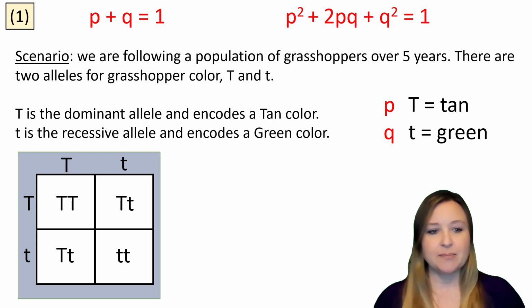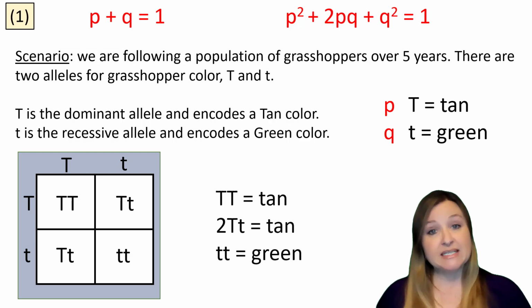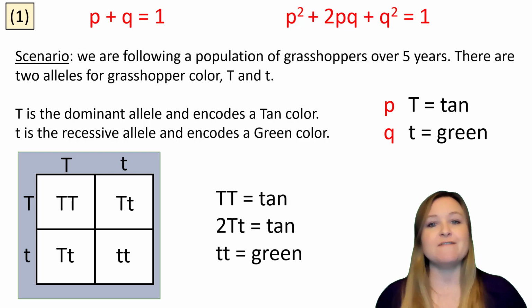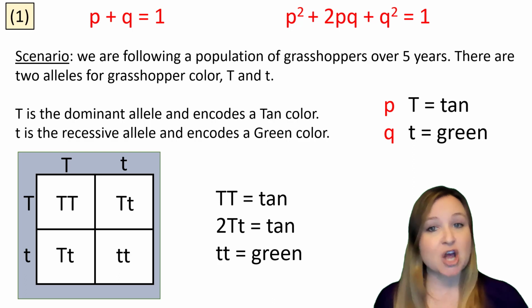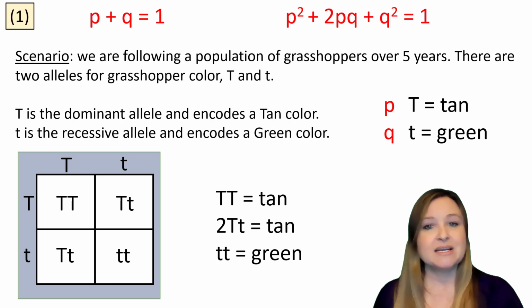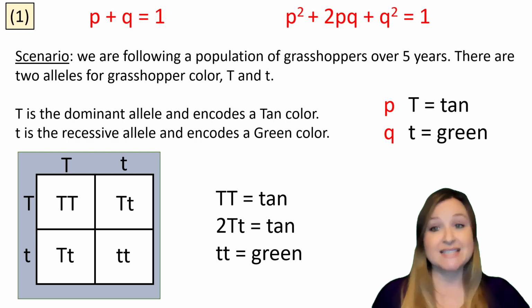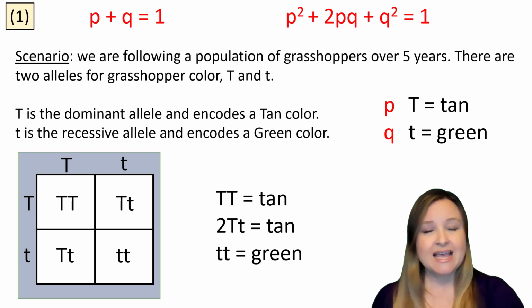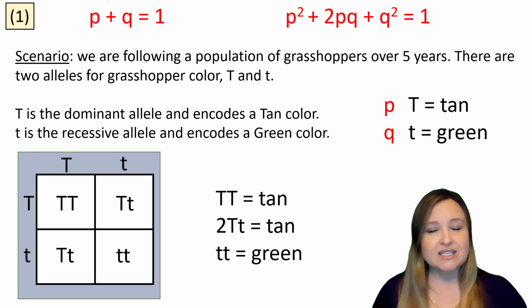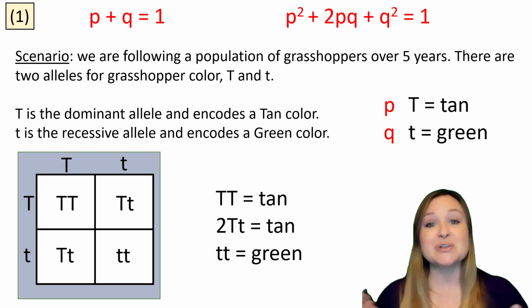That is the homozygous recessive genotype. So a genotype of big T, big T is going to lead to a phenotype of a grasshopper that is tan. The phenotype of a heterozygous grasshopper is going to be tan, because they have one dominant allele, tan, that overrides the recessive allele for green. And so little t, little t, those are the homozygous recessive individuals, and they only have recessive alleles, so they are going to be the green grasshoppers.